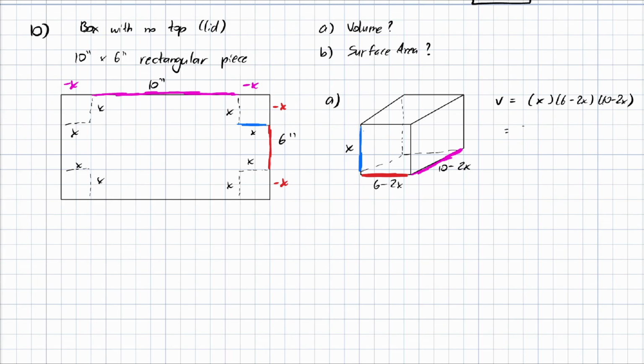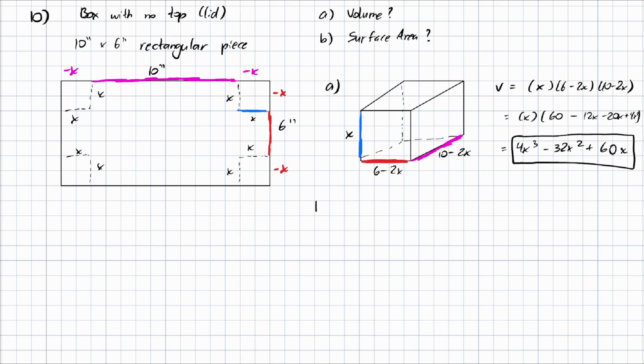We can simplify this. It's actually easier to do the two terms first. 60 minus 12x minus 20x plus 4x squared. Times x equals 4x cubed minus 32x squared plus 60x. So that is my volume. Now we're going to do surface area.